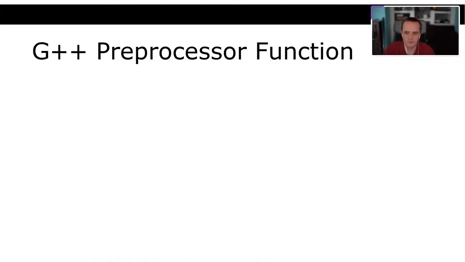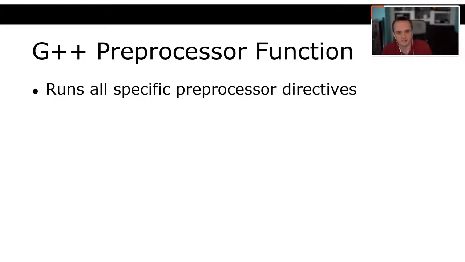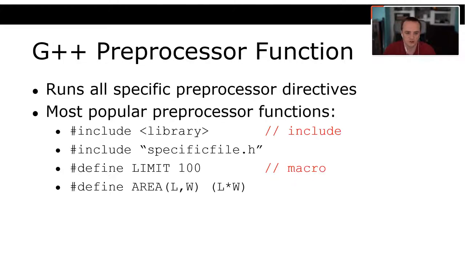I will talk about the preprocessor though. The preprocessor runs all the specific preprocessor directives. Some of those possible directives are including a library, which lives somewhere in your system. You can include a specific file on your system, and I'll get into that a little bit more in the next class. You can use defines. These are macros where you can literally find and replace text. They are very dangerous, and we want to use them as sparingly as possible.